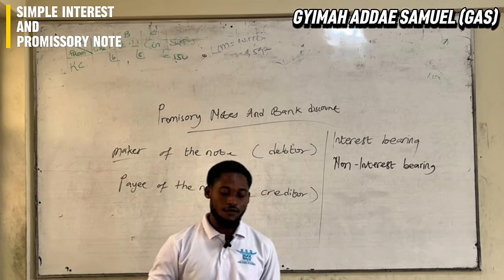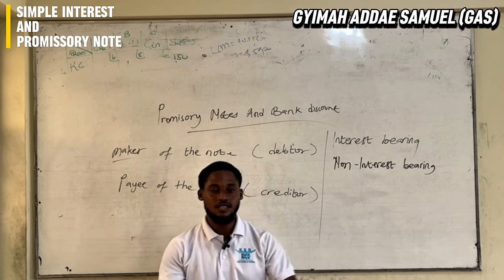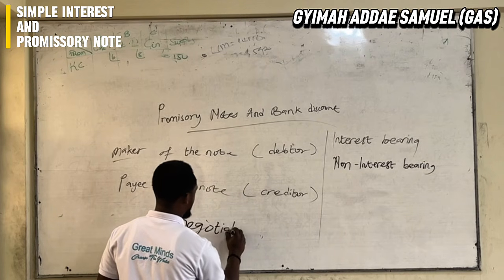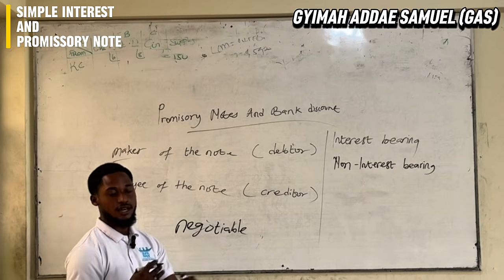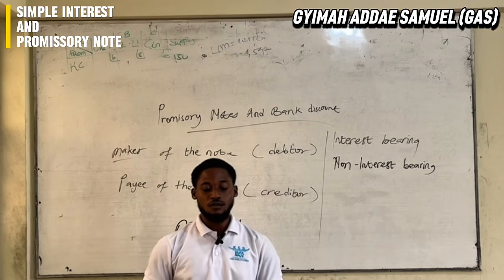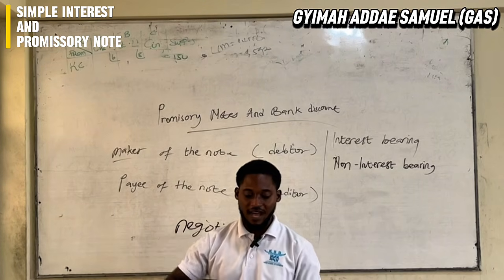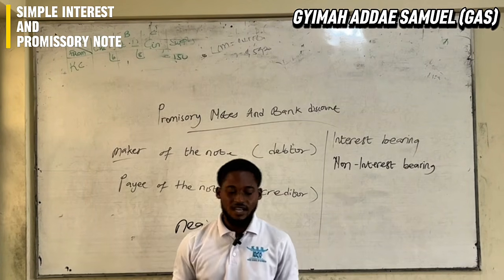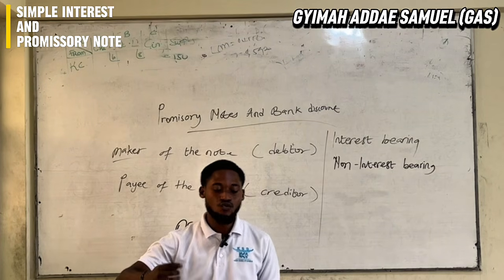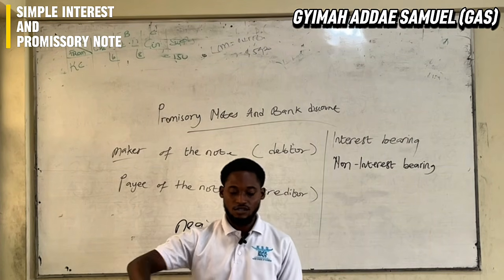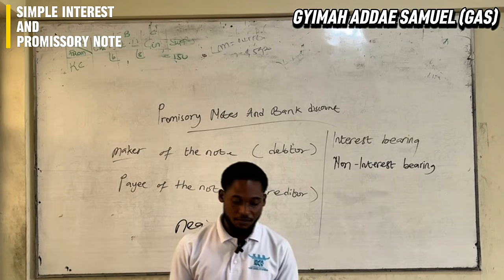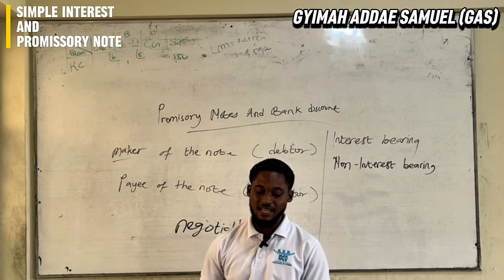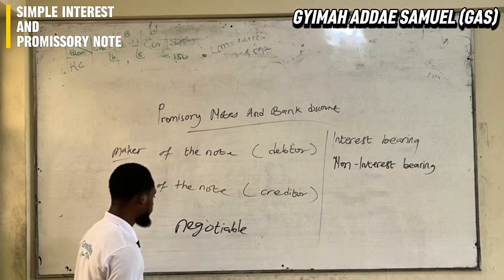An important feature of a promissory note is that it is negotiable. Negotiable promissory notes are transferable to other persons, companies, banks, etc. by the endorsement of the payee. We move on to cashing a promissory note. Cashing a promissory note at the bank is termed as discounting a note.